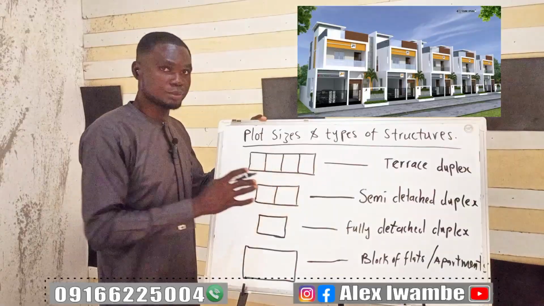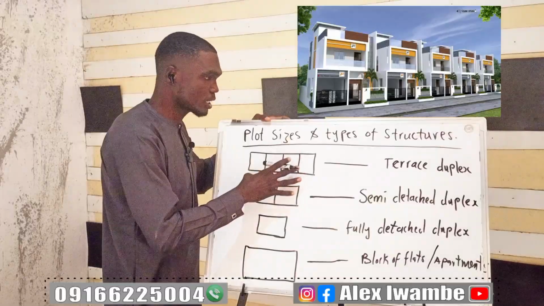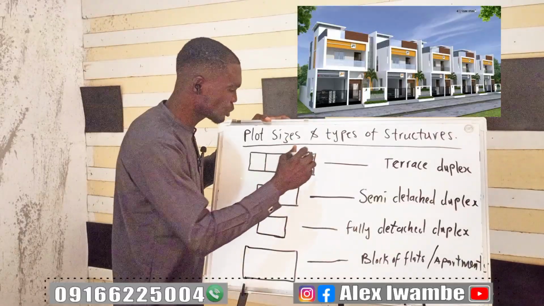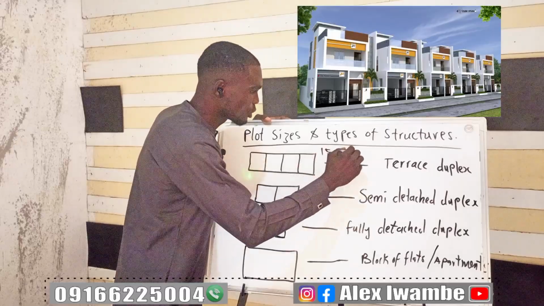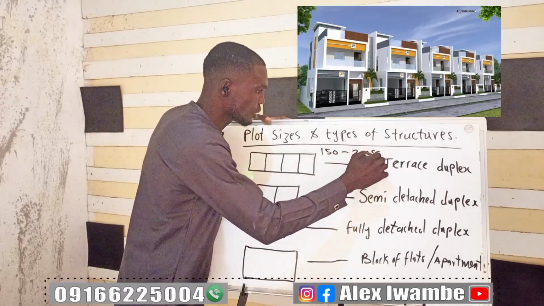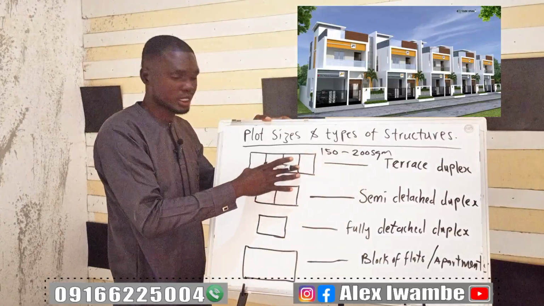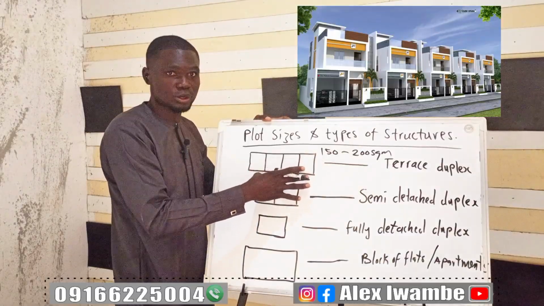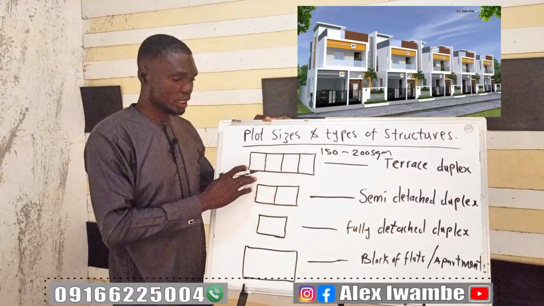Now, one other thing about Terrace duplex is that in the case of Terrace duplexes, you can build it on a 150 to 200 square meter. So this is a plot size that you can build this kind of houses on. So you find them sharing the same walls together.